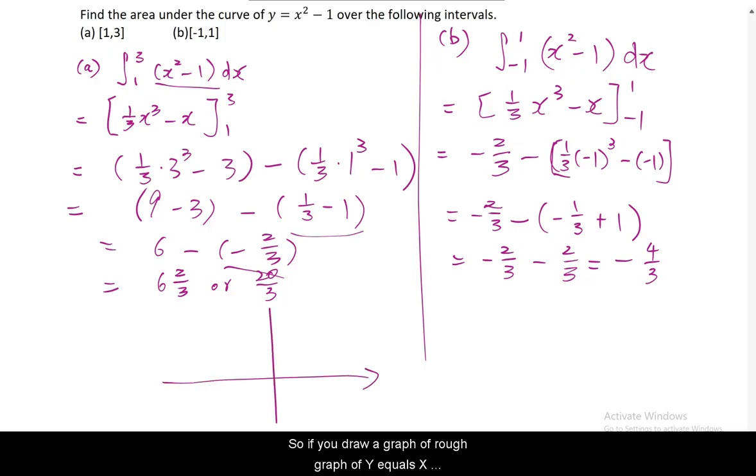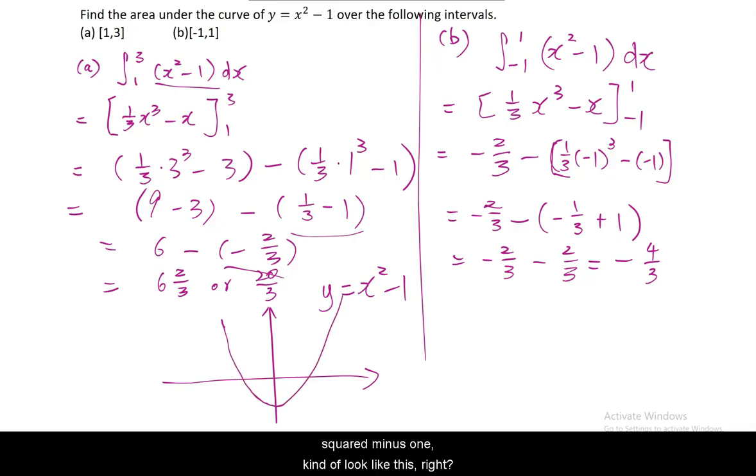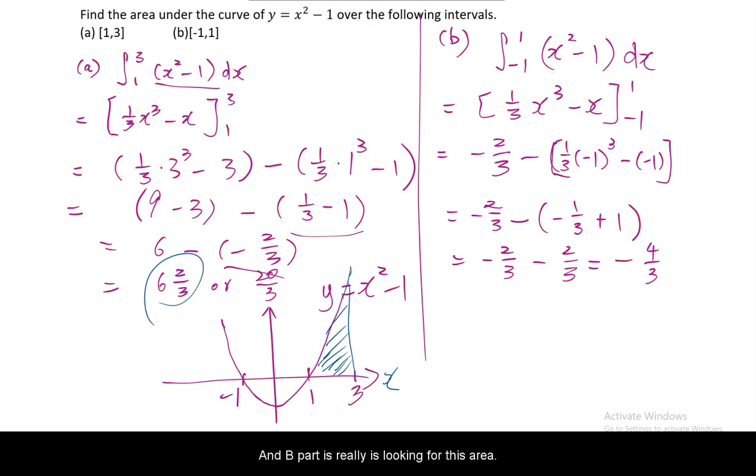If you draw a rough graph of y equals x squared minus 1, it looks kind of like this, right? Where this is -1, this is 1, and let's say 3 is here. So part a is looking for the area, this area here, and you can see this area is above the x-axis, so you get a positive number. And part b is looking for this area. As you can see, it's below the x-axis. That's why you get a negative number.